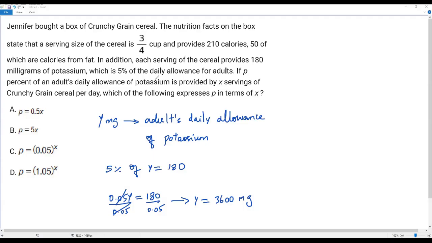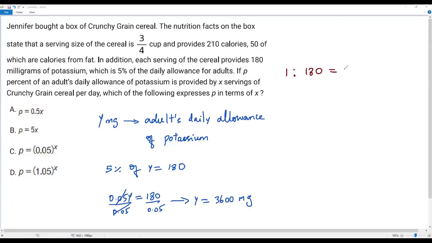Now let's go over the other information we have in the question. Each serving of the cereal provides 180 milligrams of potassium. Each serving means one serving. Let me write: one serving of the cereal provides 180 milligrams of potassium. And also, P% of an adult's daily allowance of potassium is provided by X servings of cereal per day. That is, in one serving of cereal we get 180 milligrams of potassium, then in X servings of cereal we get P% of the adult's daily allowance of potassium.